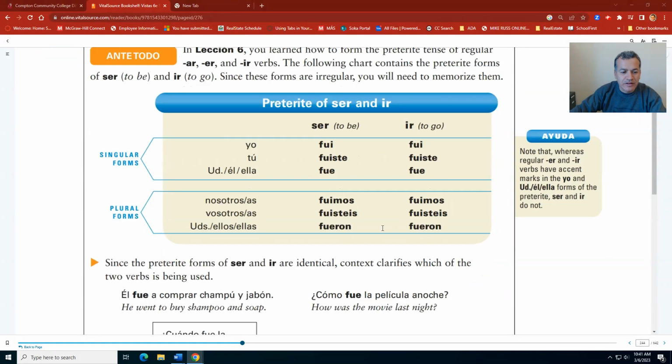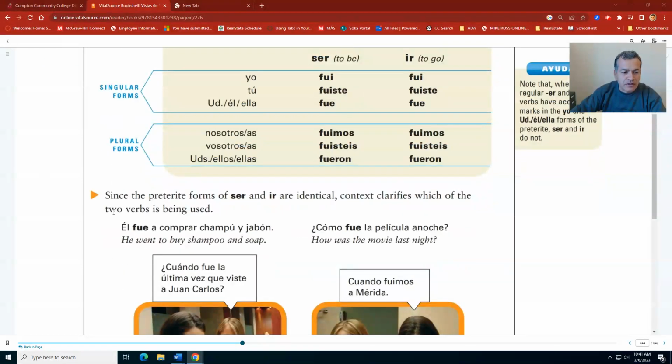Now, let's take a look at the first paragraph here, the first rule. Since the preterite forms of ser and ir are identical, context clarifies which of the two verbs is being used. That's what I just mentioned a few seconds ago. Let's take a look at the first example. Él fue a comprar champú y jabón. Translation: he went to buy shampoo and soap.